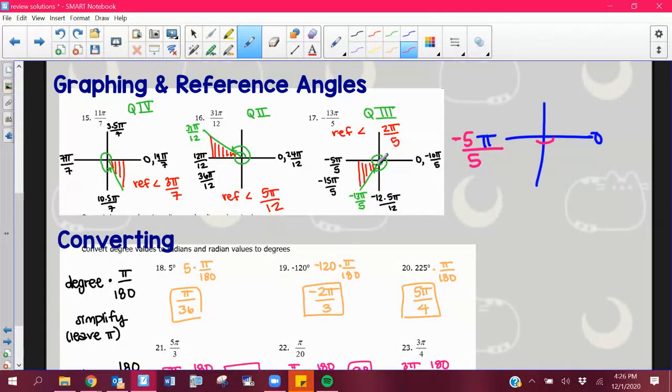So for this one, again, you'll figure out what quadrant it lands in. This one happens to be in 3. And then you figure out what the reference angle is by saying how far away is this angle from the nearest x-axis. And so in this case, it was from 13 up to 15.